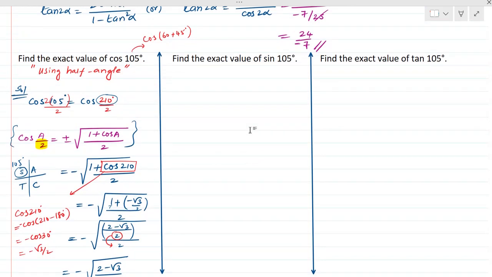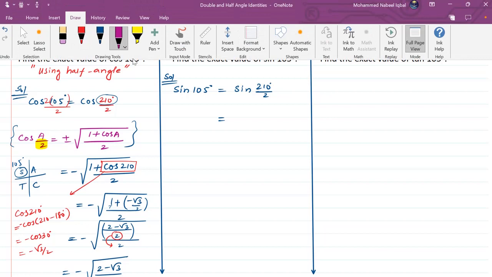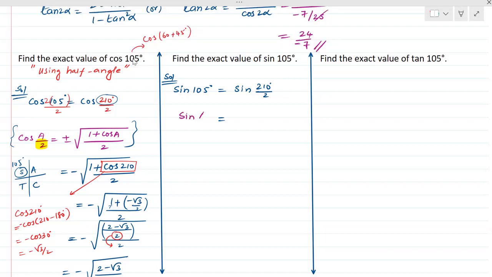Now similarly, I want to calculate the sine using the half angle. Same rule, only a slight change. In order to make it a half angle, I have it over 2. So sine of 210 over 2. Apply the rule, you will get plus or minus. We know the formula. I know sine of A over 2 is equal to plus or minus square root of 1 minus cosine A over 2. So this is the formula for sine.